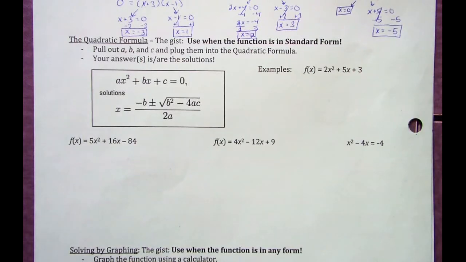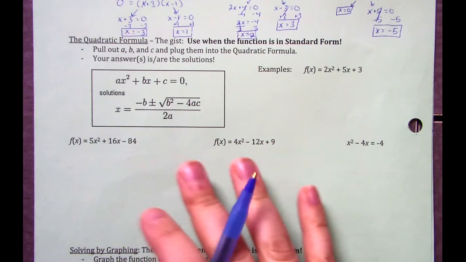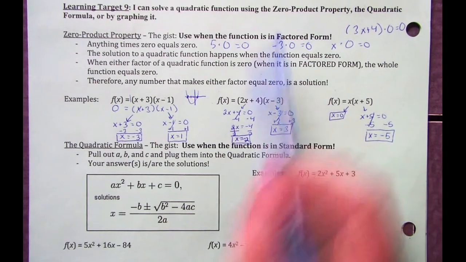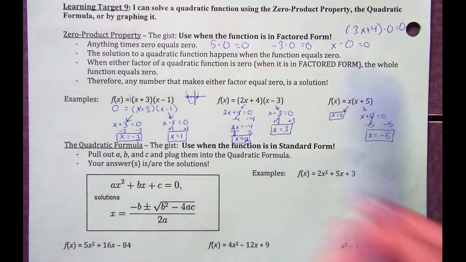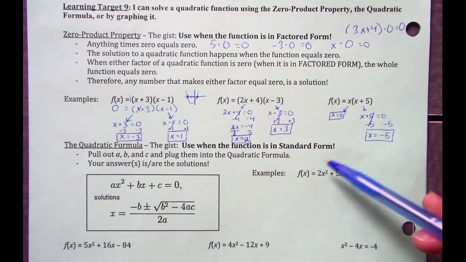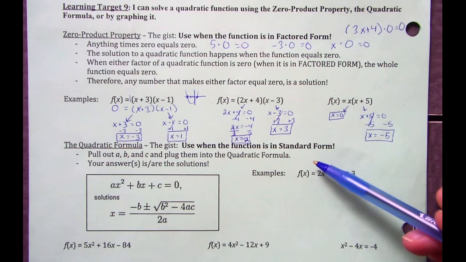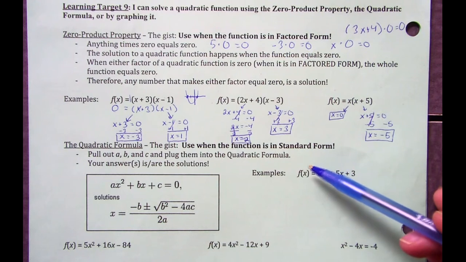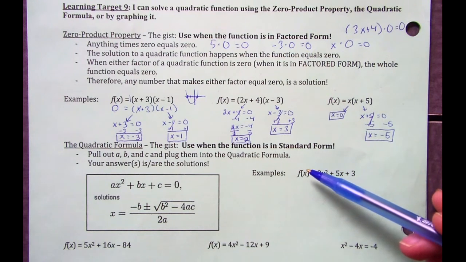So we just finished learning how to use the zero product property to solve quadratic functions, and that works really well when the function is in factored form. This is what we did yesterday. Today we're going to talk about using the quadratic formula as another strategy to solve a quadratic function.